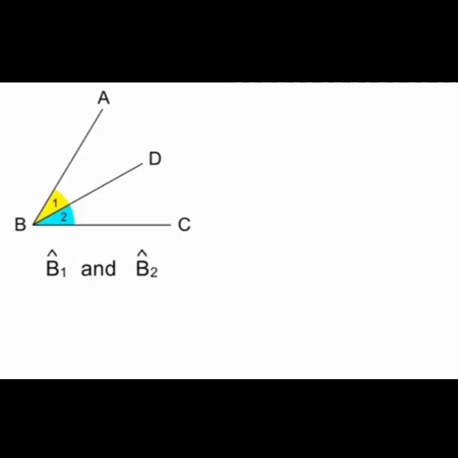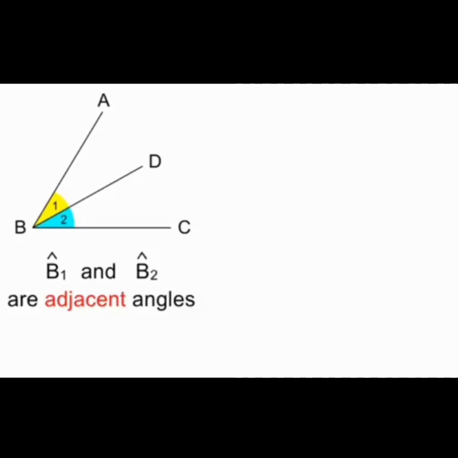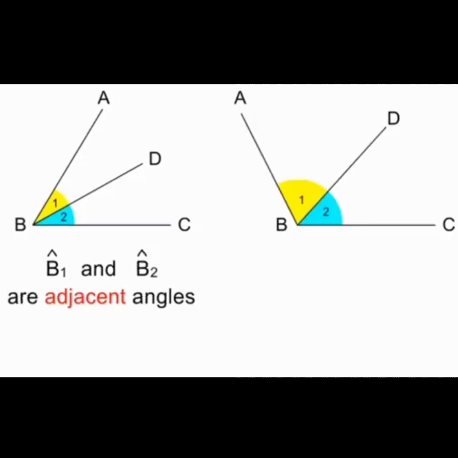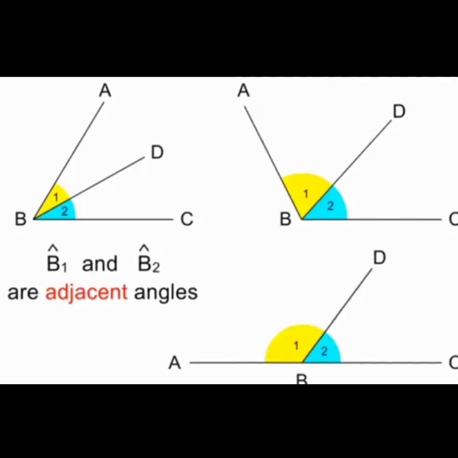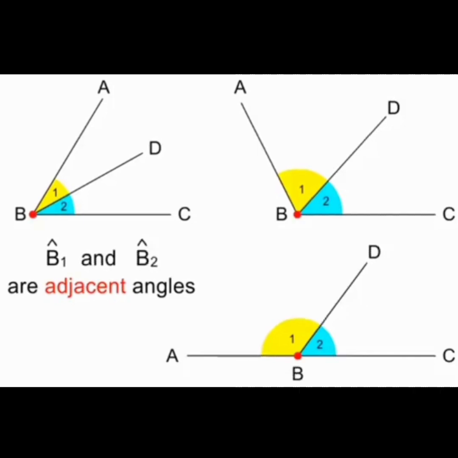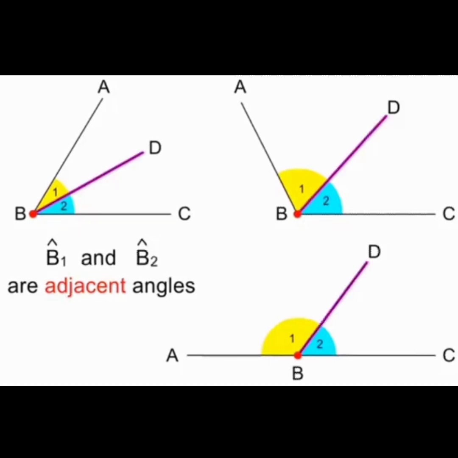Whenever we have angles next to each other, we call them adjacent angles. Here is another example of adjacent angles. And here is another example. Adjacent angles always share a common vertex. Here the vertex is at B. And they also share one side or arm of the angles. Please pause to study this.